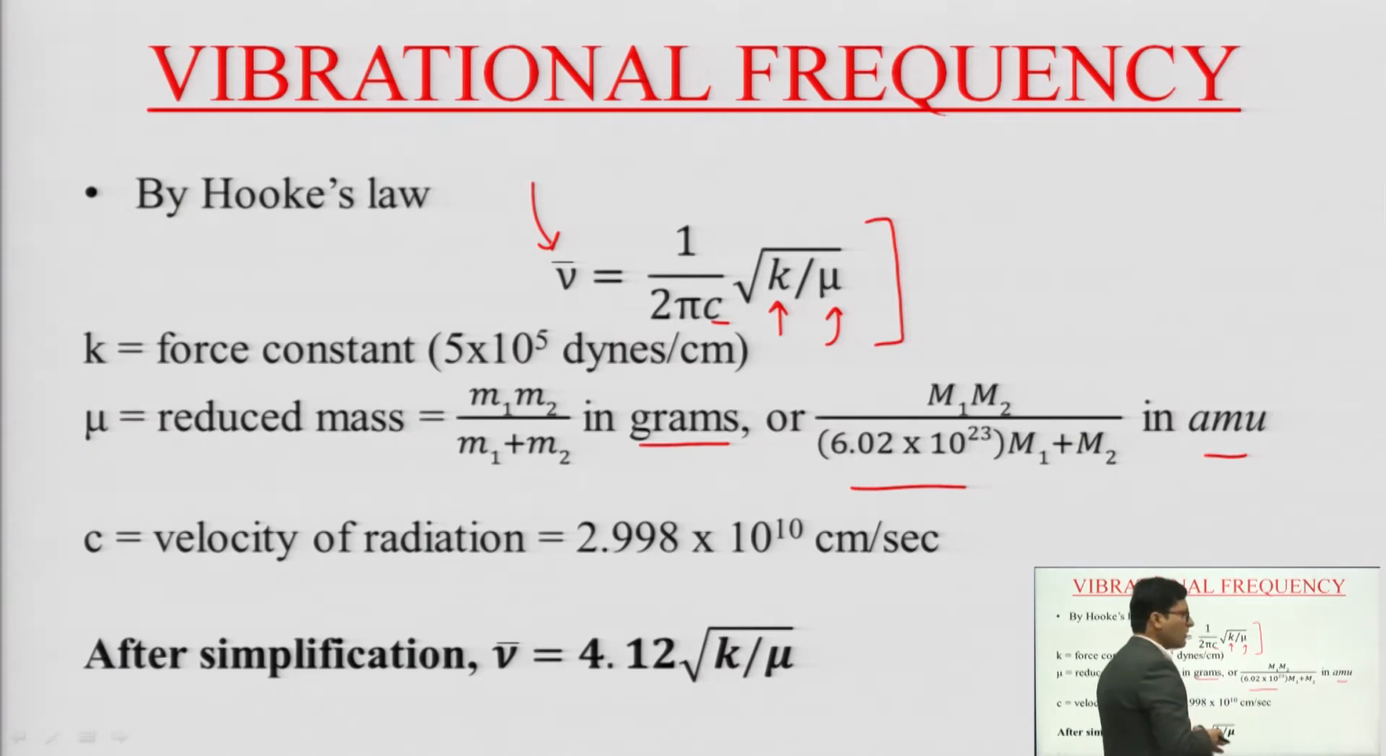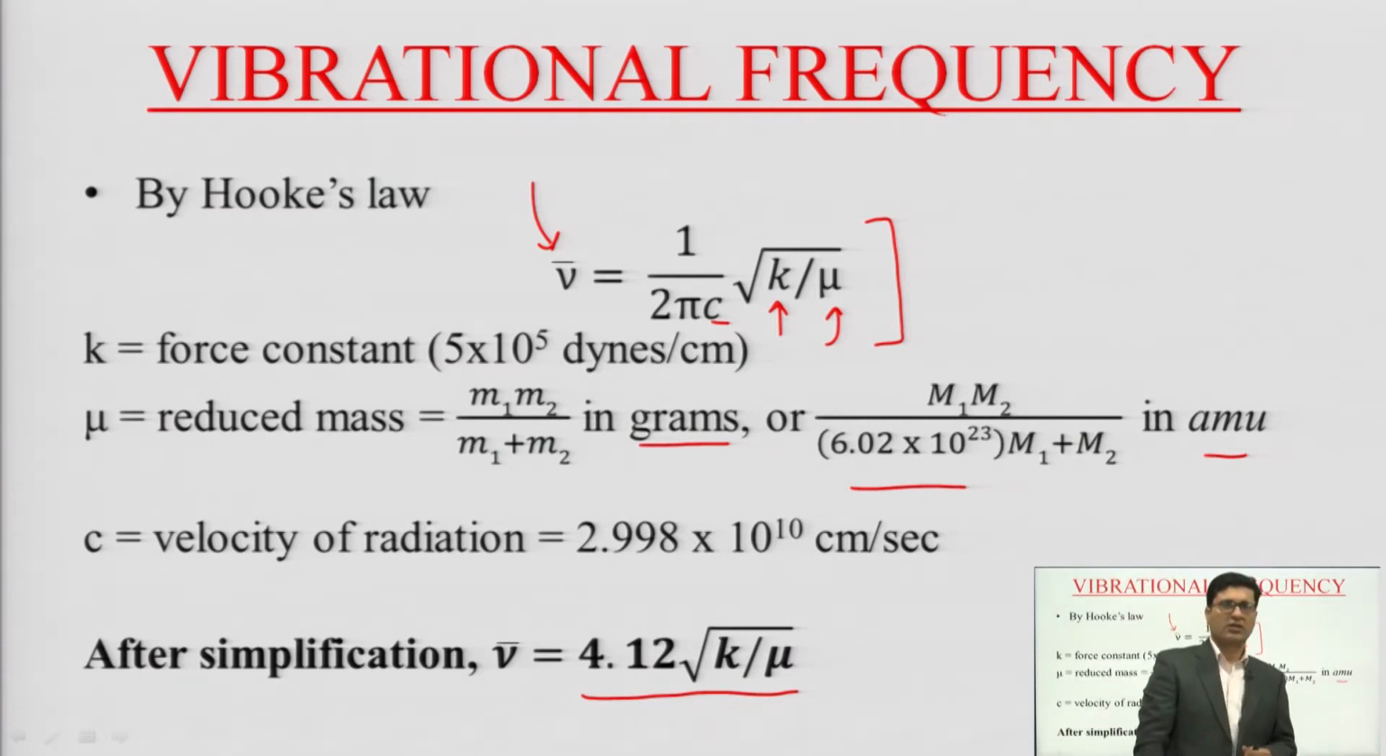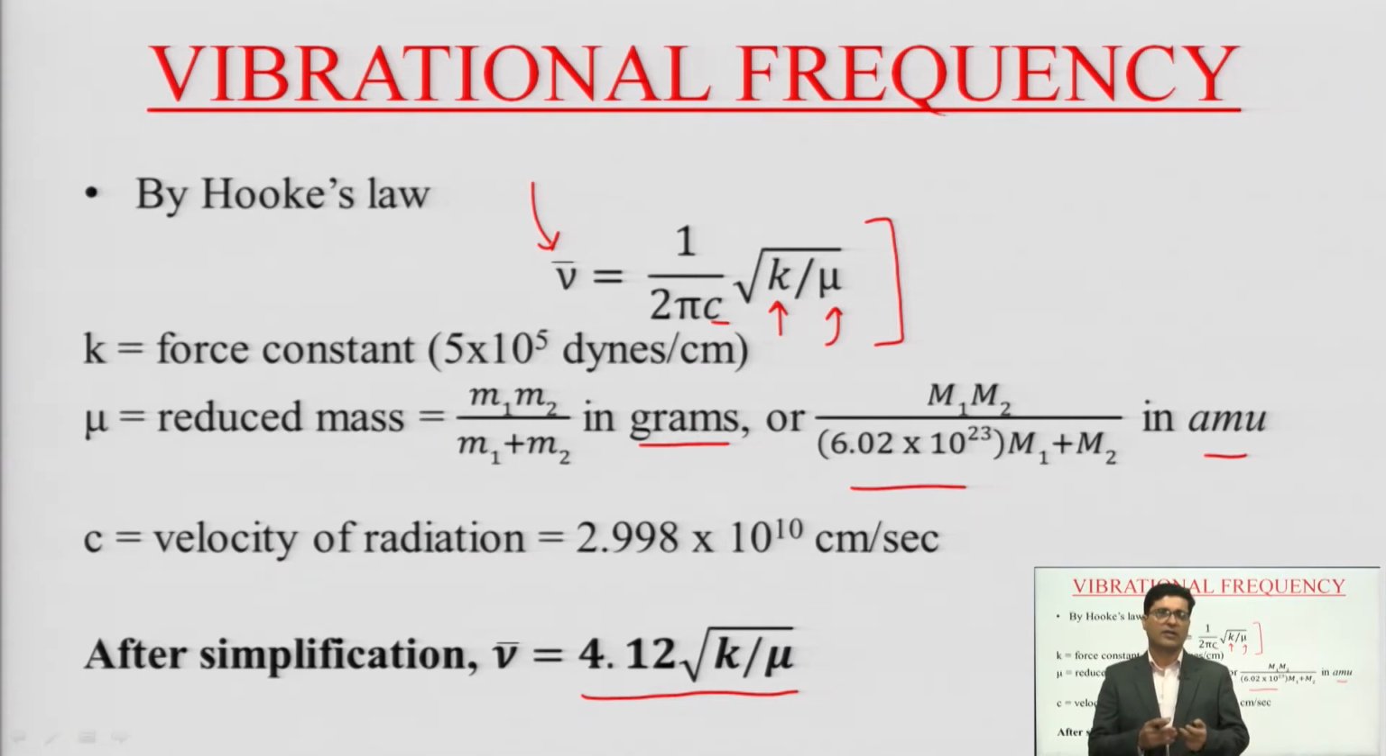After solving all the constants, the equation finally becomes 4.12 square root of k upon mu, where mu is in AMU units. This equation of vibrational frequency can be used to get insight into the theoretical frequency values for any particular type of bond.